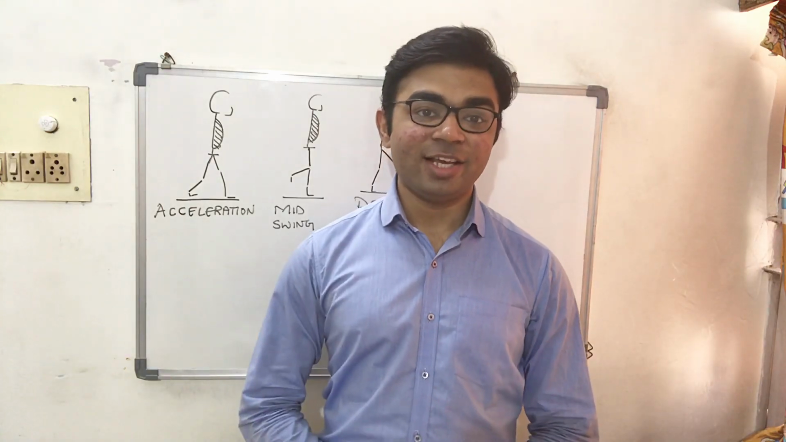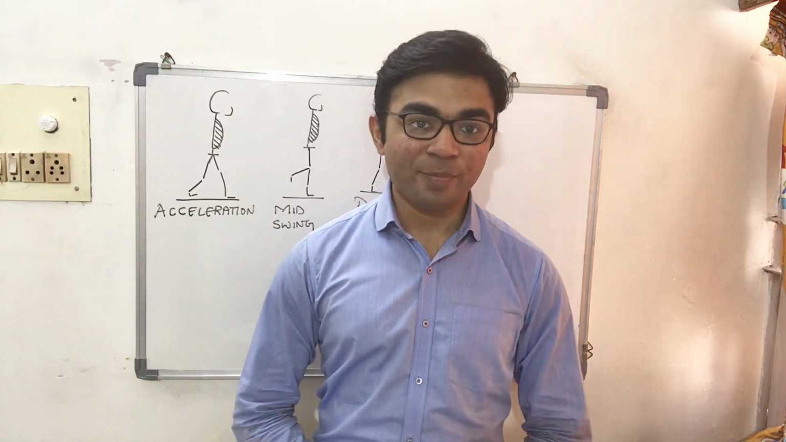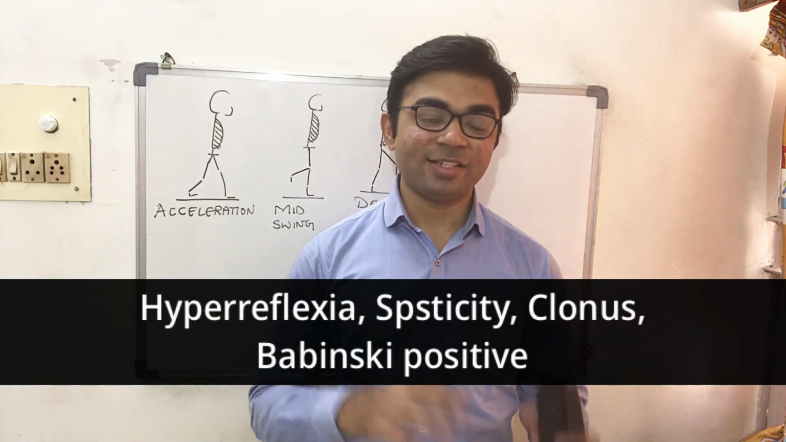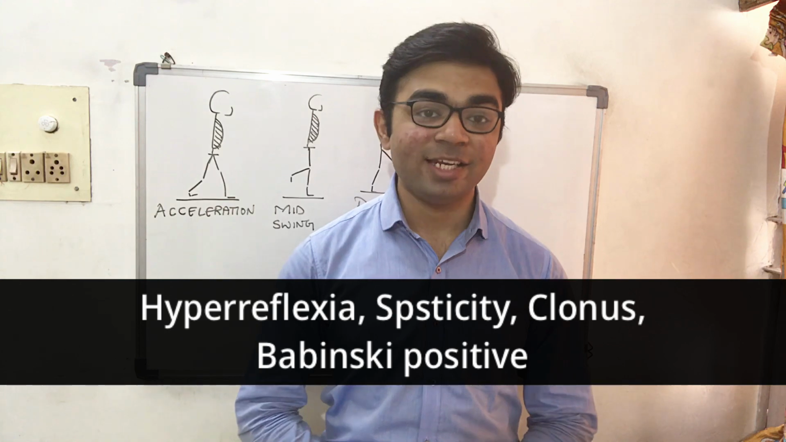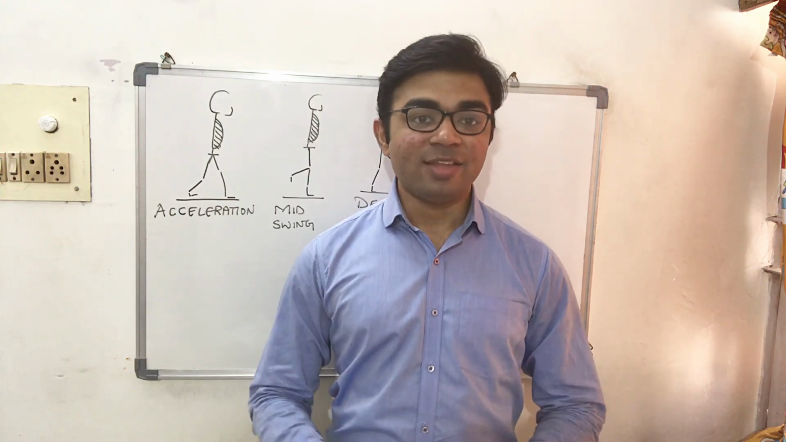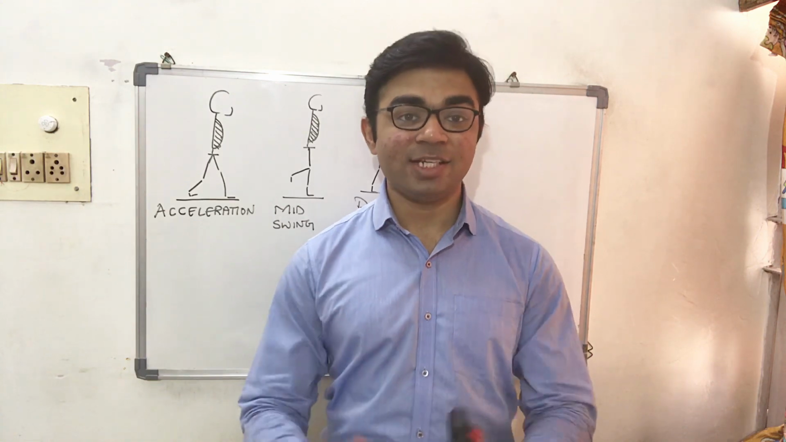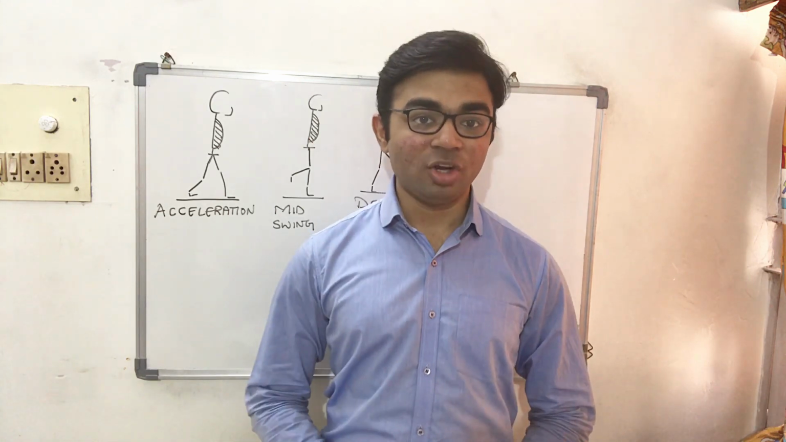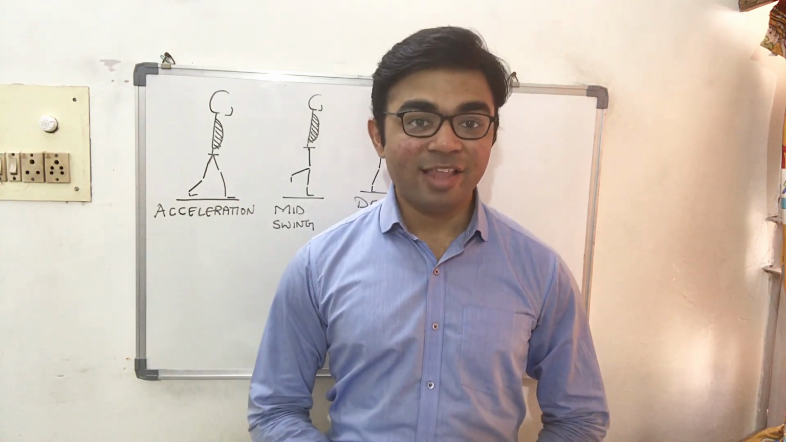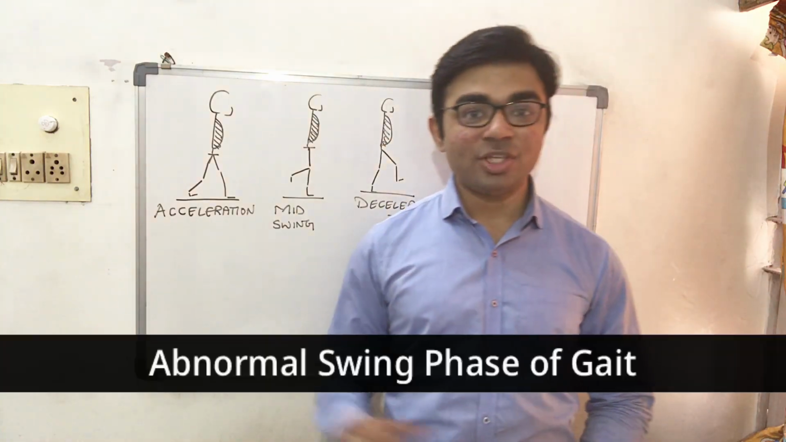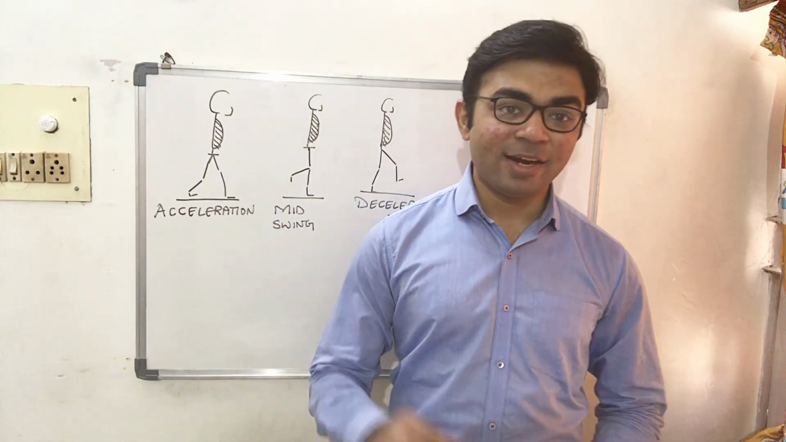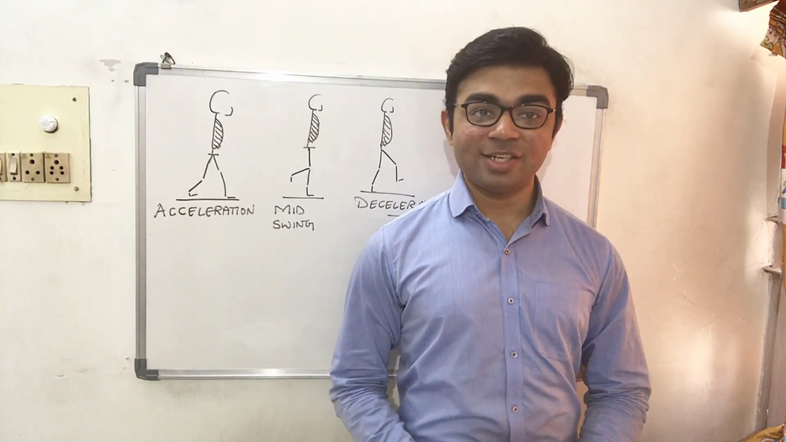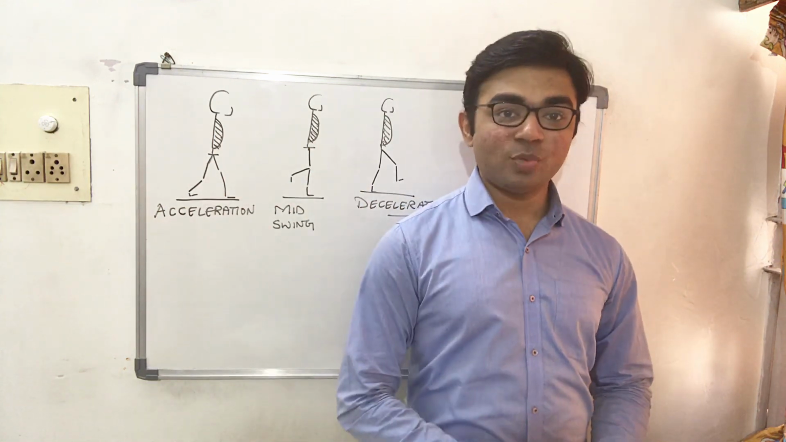Let us focus on the clinical features due to the upper motor neuron pathology. Along with hyperreflexia, spasticity, clonus, and positive Babinski sign, one of the most important things that we need to see in the patients as a physical therapist is to check the gait pattern. Because of the upper motor neuron pathology, the patient may show abnormalities in the swing phase of the gait. As you can see, I have drawn the swing phase: there are 3 phases, acceleration, mid swing and deceleration. Because of spasticity, the patient may show abnormality in the swing phase.